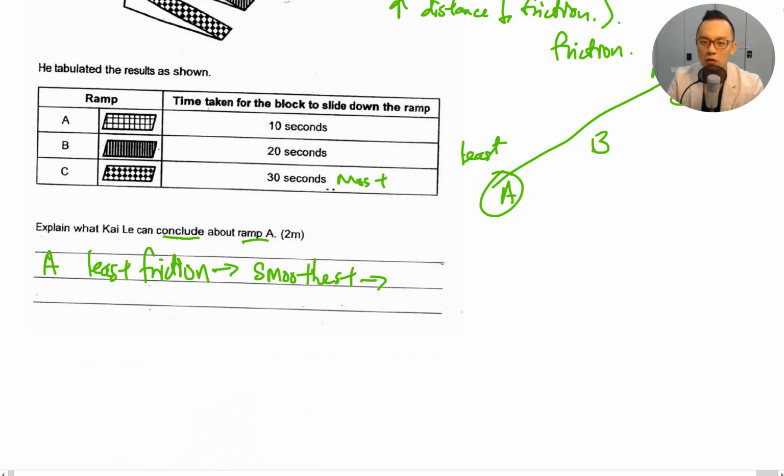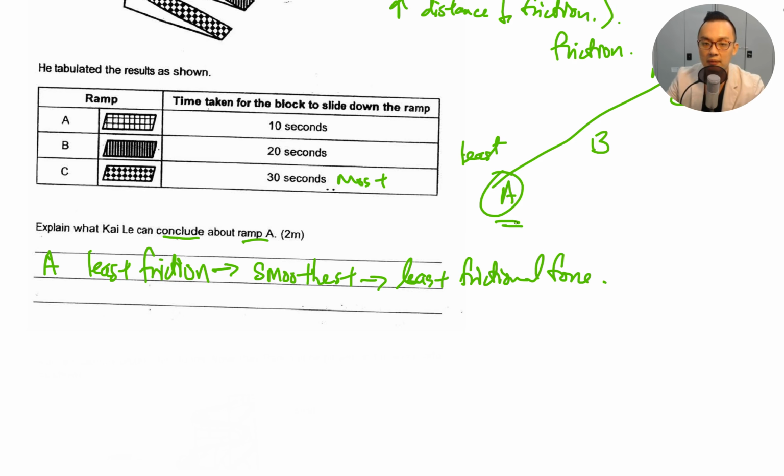And I can also conclude that there is the least frictional force, all right, or least opposing force pushing the thing back, right? So these are some of the things I can conclude. So conclude is again based on what you see. If you apply your scientific knowledge into it, what are some things you can say about this observation that you make?